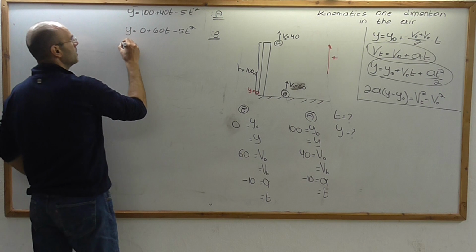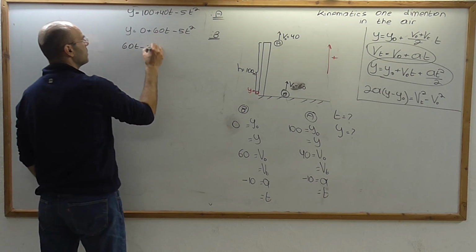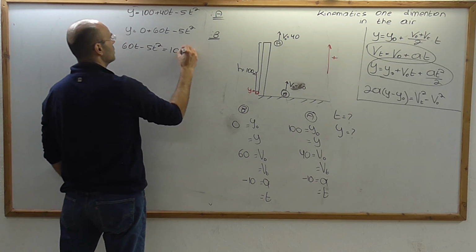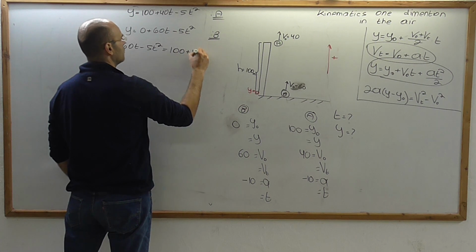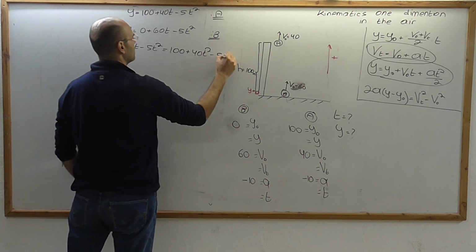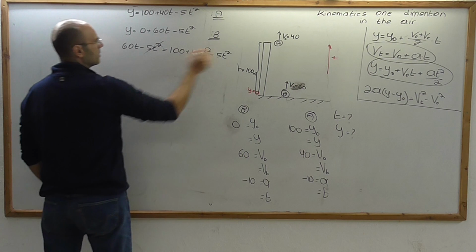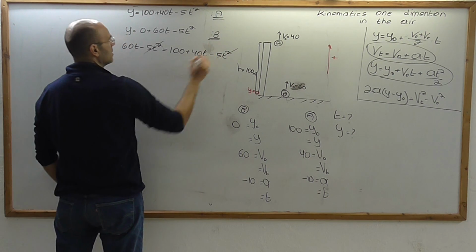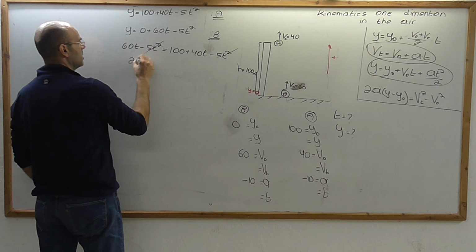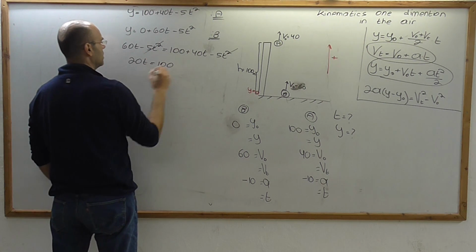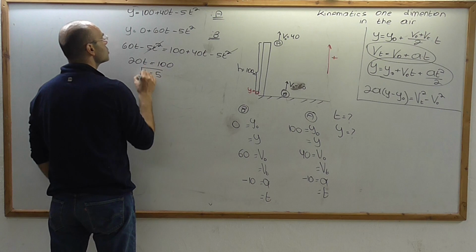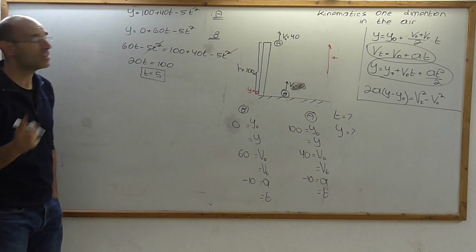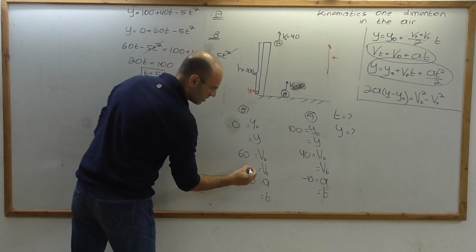Let's compare them. So 60t minus 5t squared equals 100 plus 40t minus 5t squared. If I do that, sorry. Okay, and take it this way, 40t equals 100, t equals 5. So they will meet after 5 seconds. So I know the time.